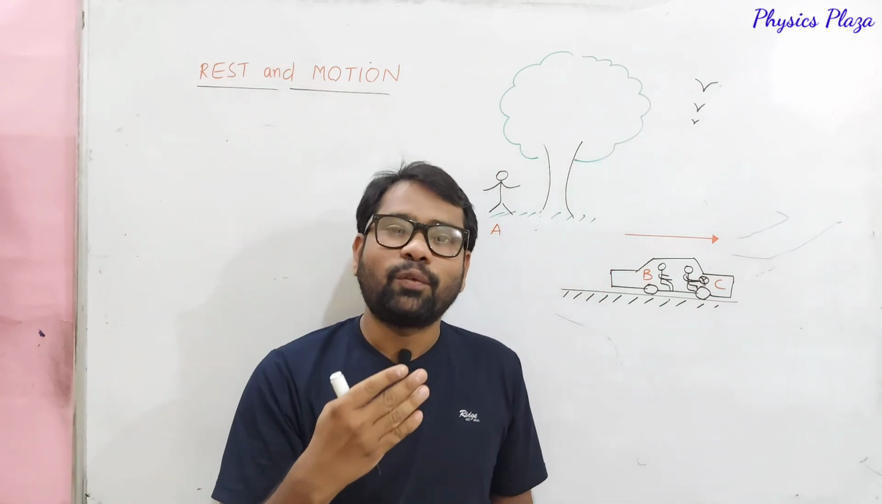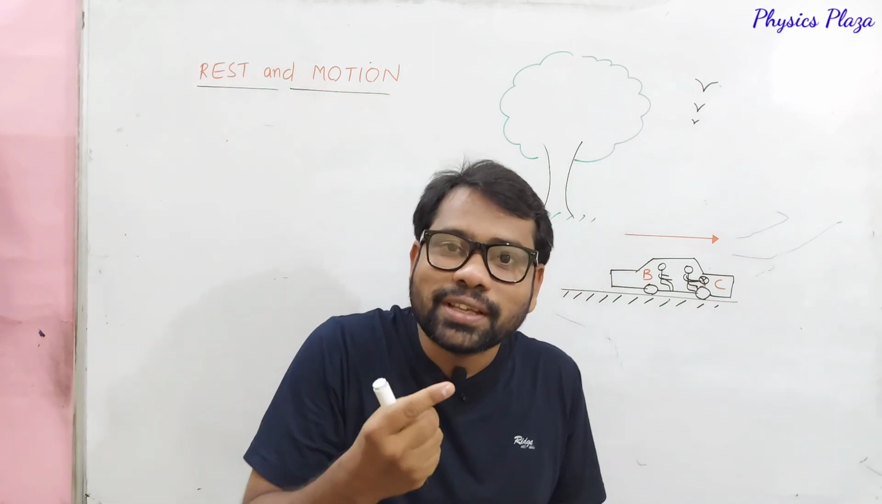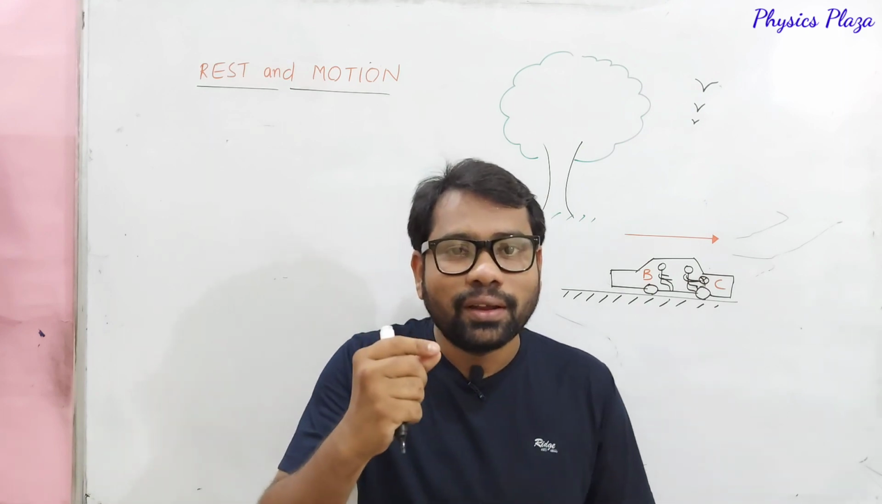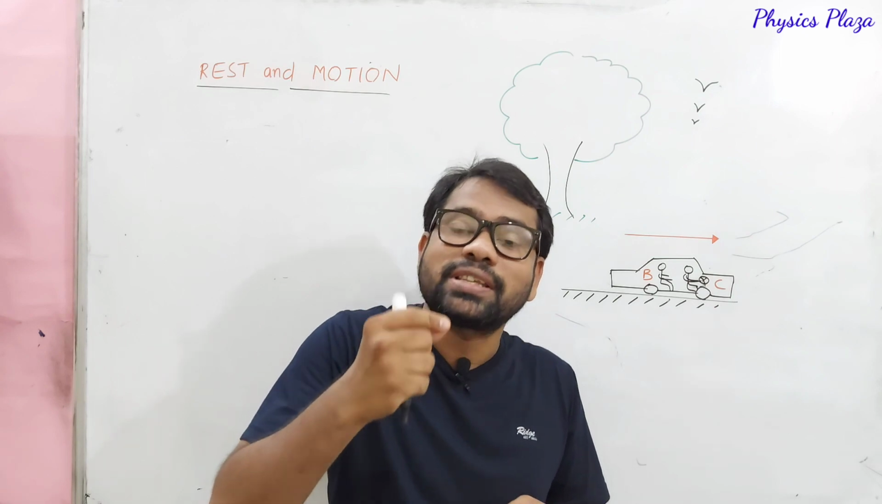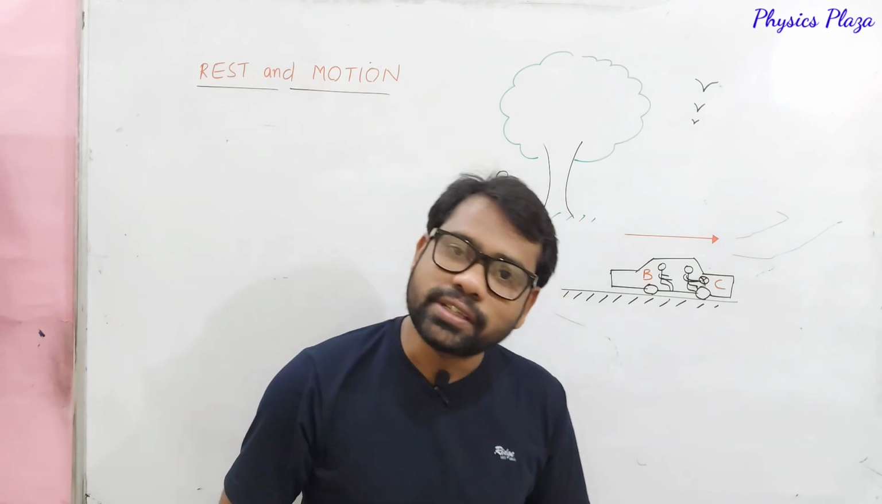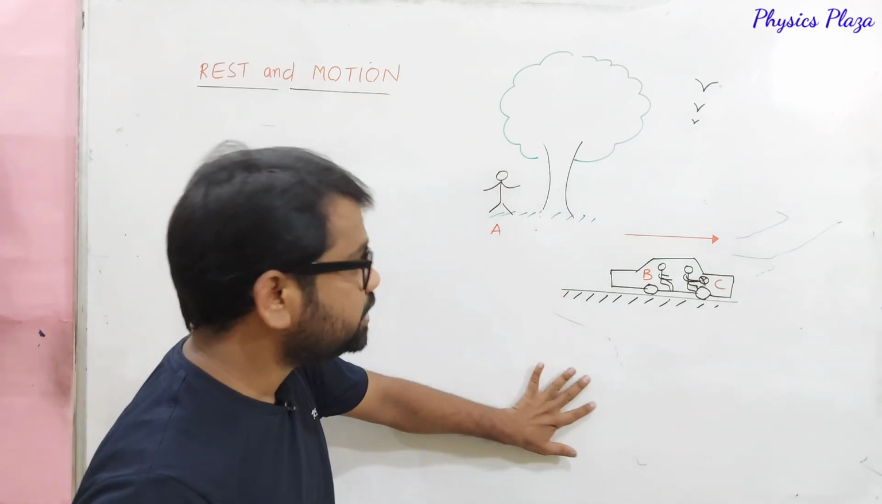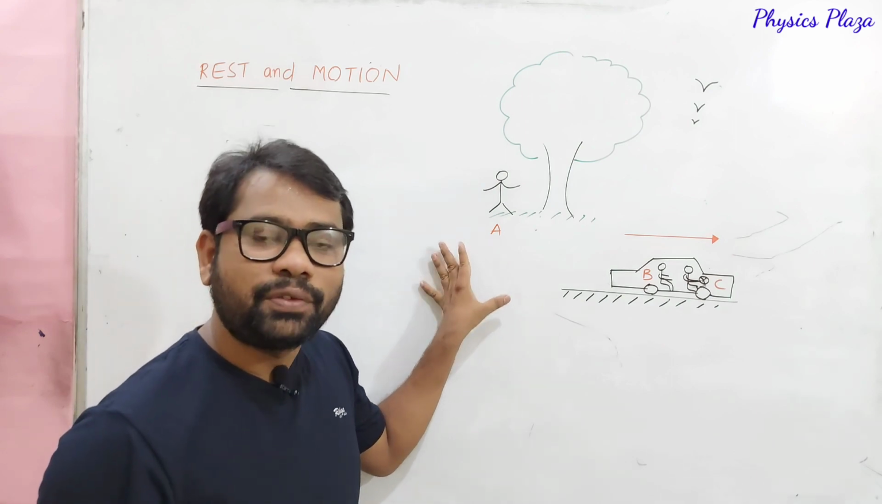First of all, what is rest, dear children? When can you say that a body is at rest? Dear children, when a body is not changing its position with respect to its surroundings. With respect to its surroundings. For example, my body is fixed to this wall. Fixed to this wall.